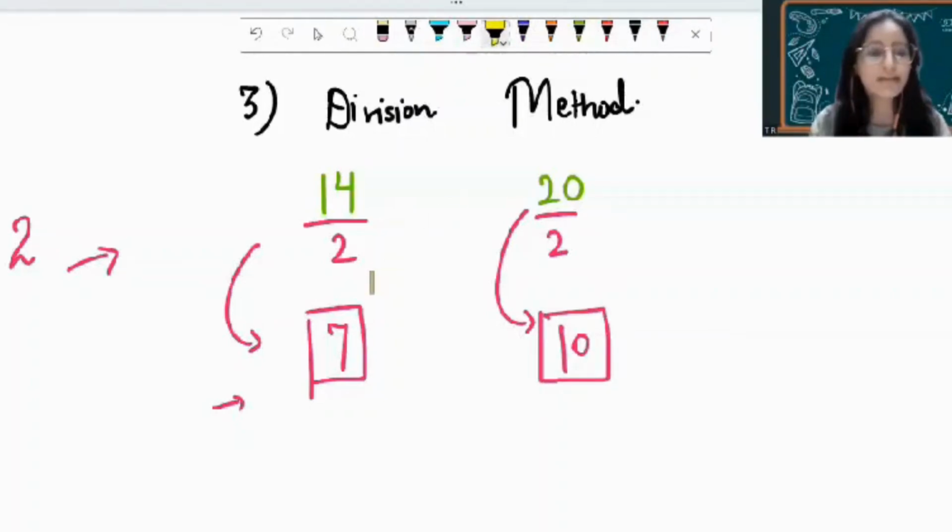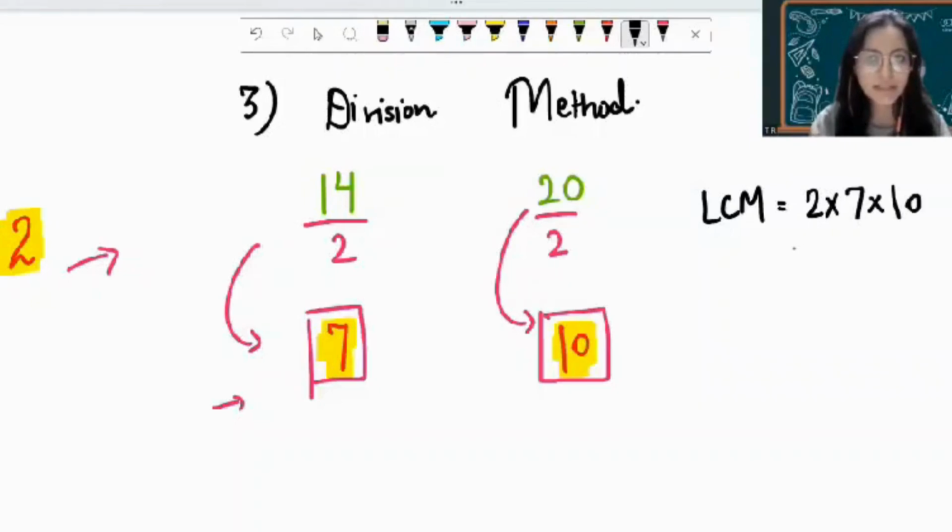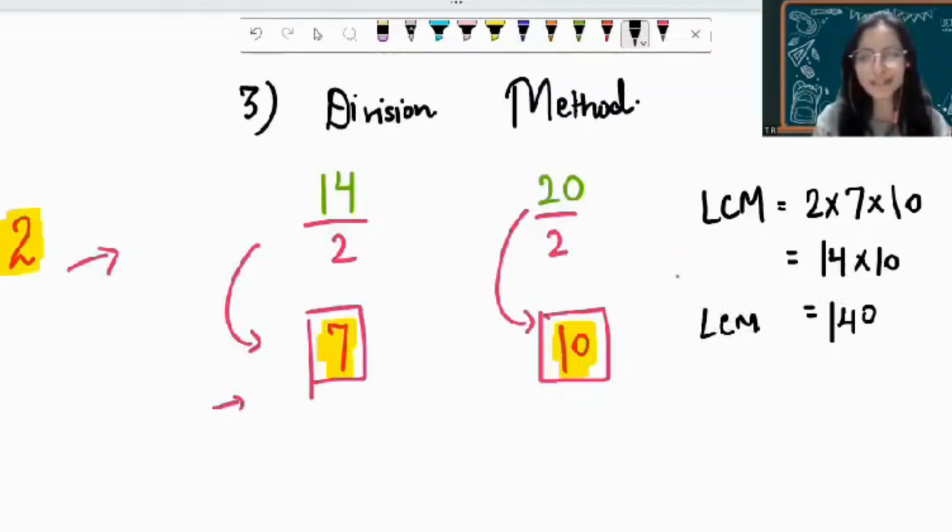So here, what are the numbers that we need to give us an LCM? That is 7, the leftover numbers, and 10, both of these numbers, and the number that you have chosen here, 2. LCM is given by these three numbers. Let's multiply 2 times 7 times 10. 7 times 2 gives us 14. 14 times 10 is 140. And guess what? This is your LCM. So these are the three methods to calculate LCM.